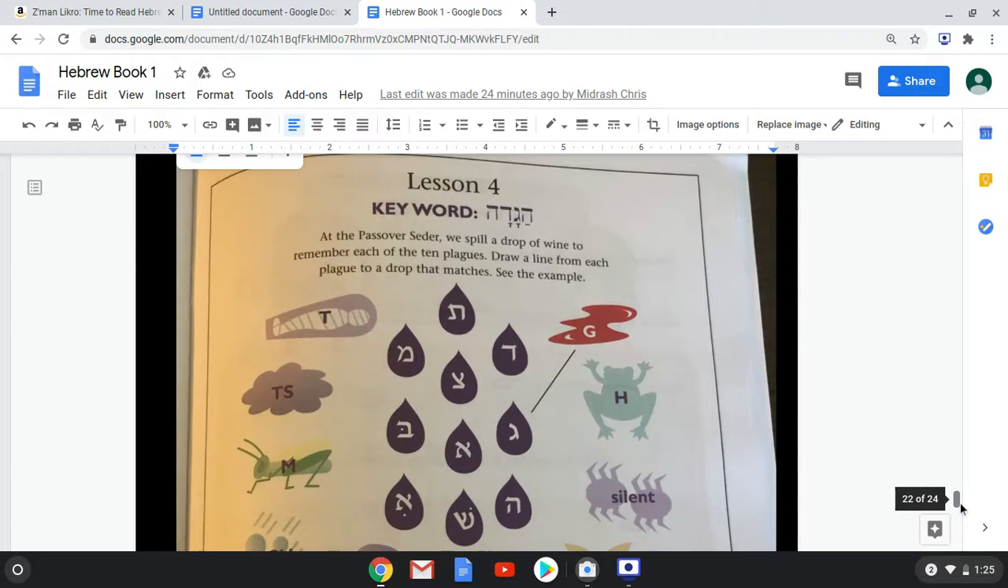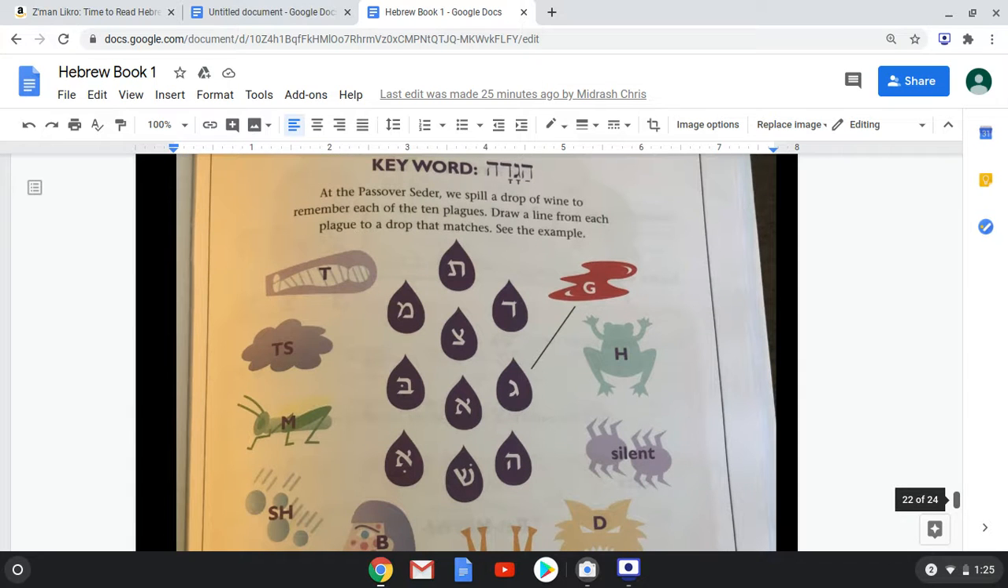At the Passover Seder, our keyword again is Haggadah. At the Passover Seder, we spill a drop of wine to remember each of the 10 plagues. Draw a line from each plague to a drop that matches. See the example. So for blood, the river of blood, they have G, so Gimel. For frog, they have H, so you would find the hey. Silent, which letter do we know that's silent?